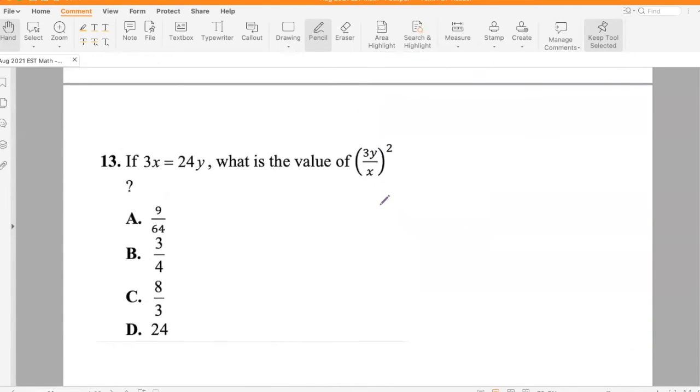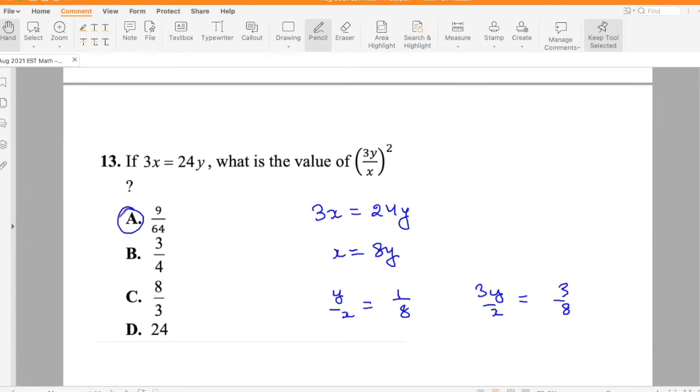If 3x is 24y, what is the value of (3y by x) the whole squared? Okay, so 3x is 24y. So x is 8y. So y by x is 1 by 8. So 3y by x is 3 by 8. So the square of that would be 9 by 64, option A.